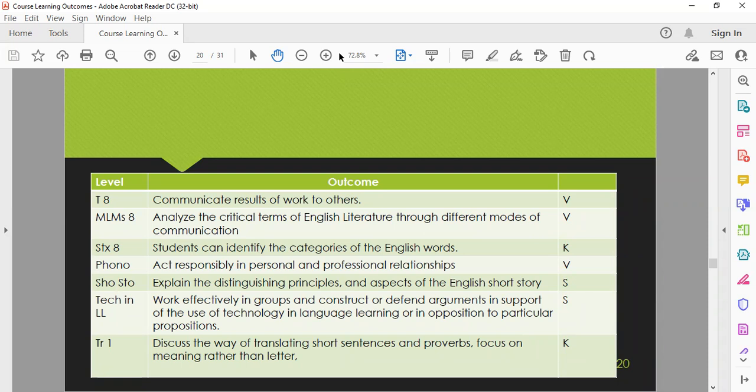Technology in language learning: work effectively in groups and construct or defend arguments in support of the use of technology in language learning or in opposition to particular propositions. This is a skill outcome. Where do you think this one should go?